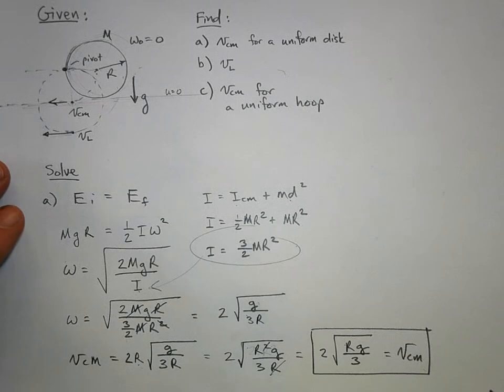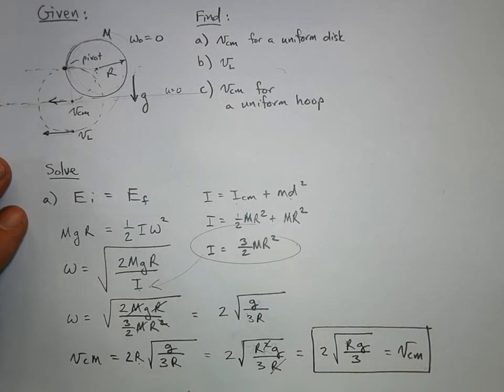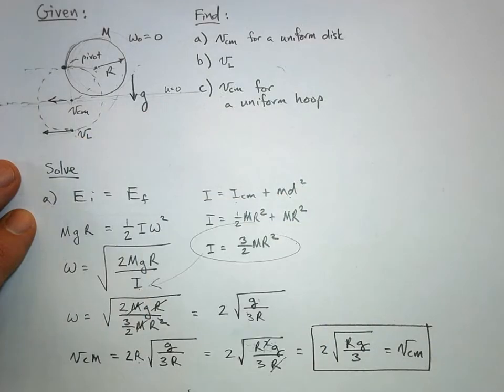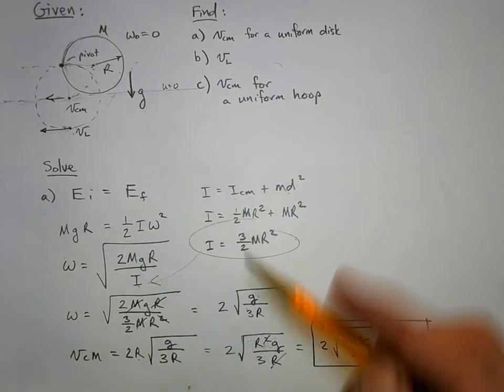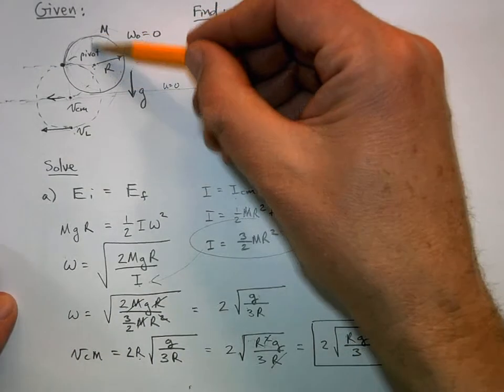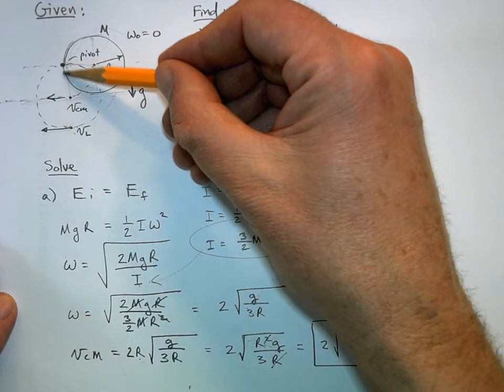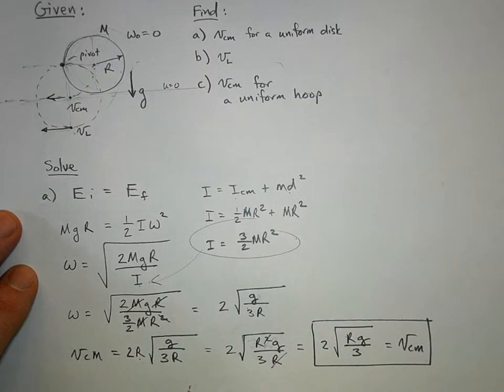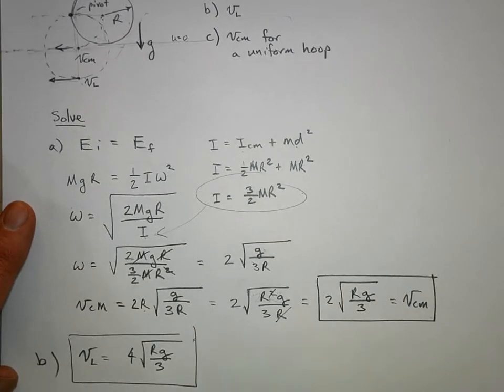Okay. Now for part B, the velocity at the lowest point here, that's just going to be twice as big. Because instead of r, we have 2r. From here down to here is 2r times omega. So that when I do, I just get 4 times the square root of rg over 3. So that's part B. I'm not even going to show any work. Just explain it.